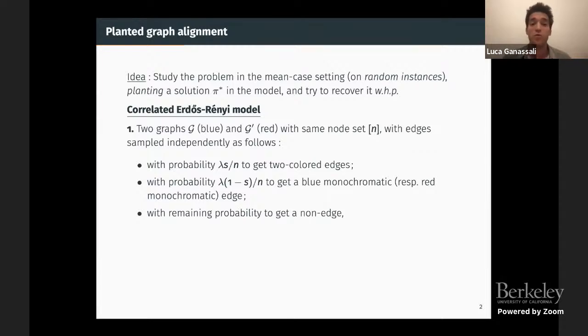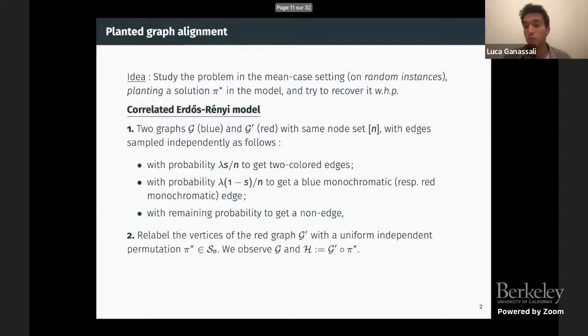So we draw two graphs, say a blue one and a red one, and edge per edge independently, we sample the colors of the edge. So the edge can be two colored, meaning that it will appear in both graphs with probability lambda s over n. With probability lambda 1 minus s over n, it is monochromatic, so red or blue only. And with the remaining probability, there is simply a non-edge, right? And as I said, we also need to plant a solution. So we simply relabel the second graph uniformly at random. And this will be pi star, the ground truth in our model.